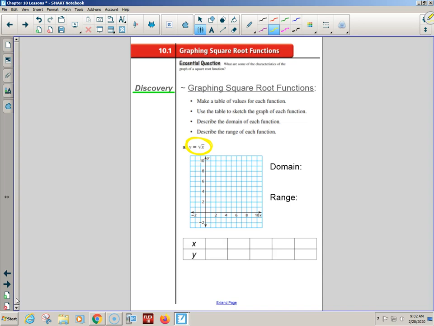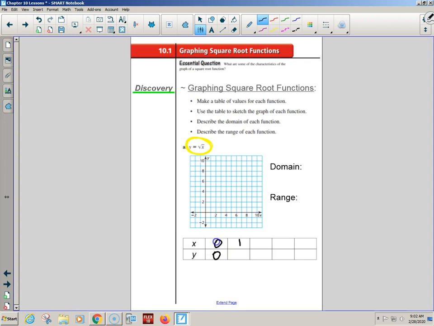So when you guys were trying to remember yesterday what a good table was for square root of x, just plain old-fashioned square root of x, what were the x's that you chose? What did you put down? You're supposed to remember. 0, that's a good one because square root of 0 is? 0. What else did you put?